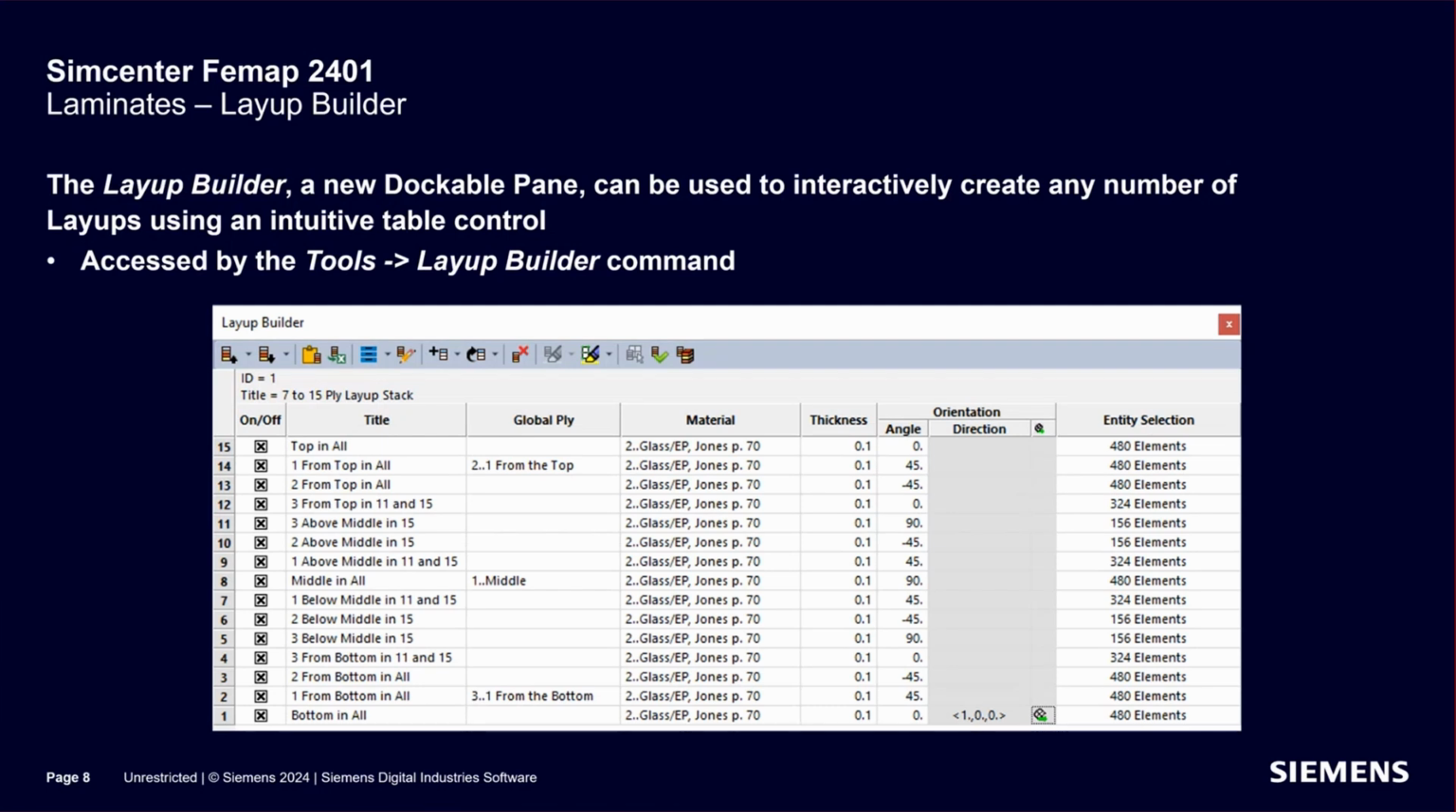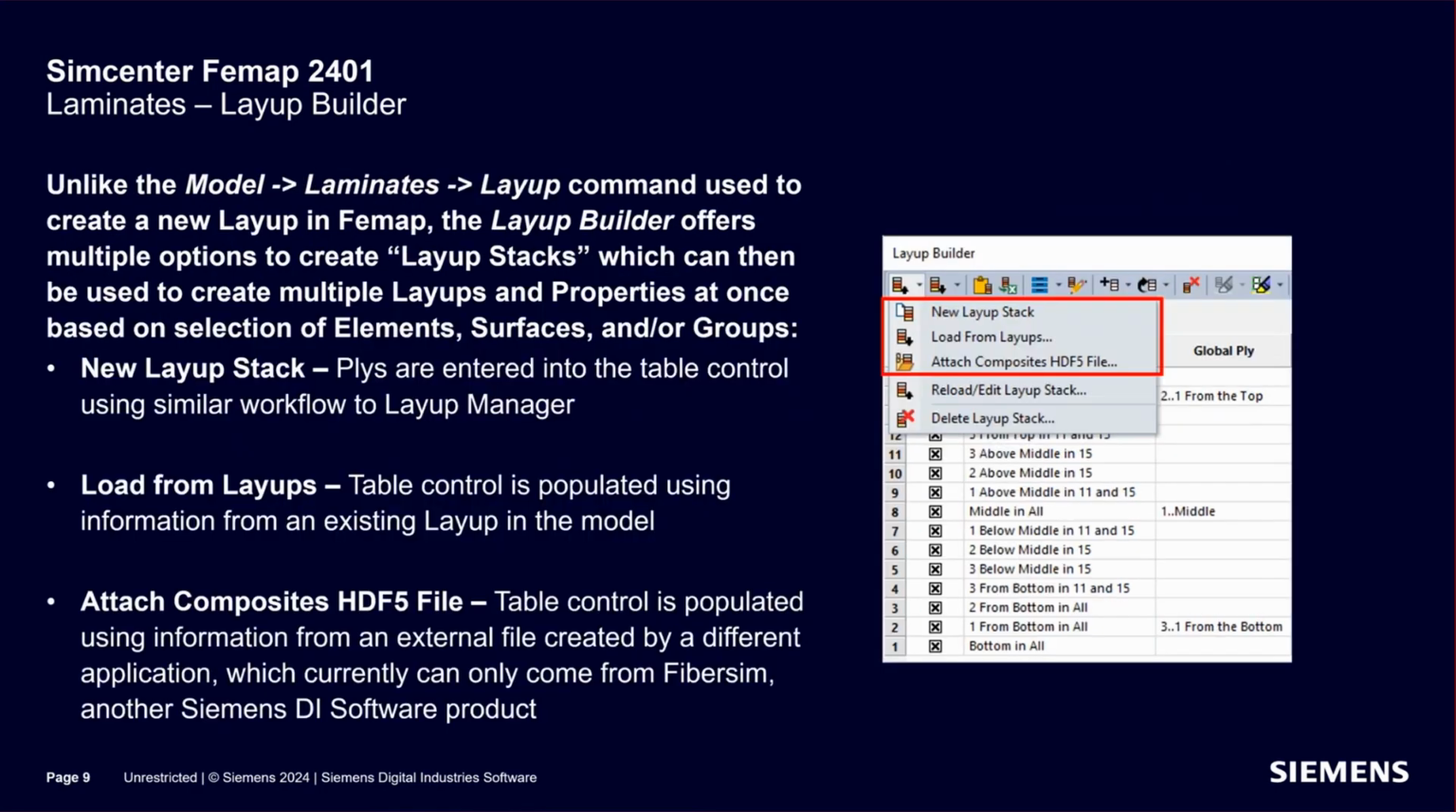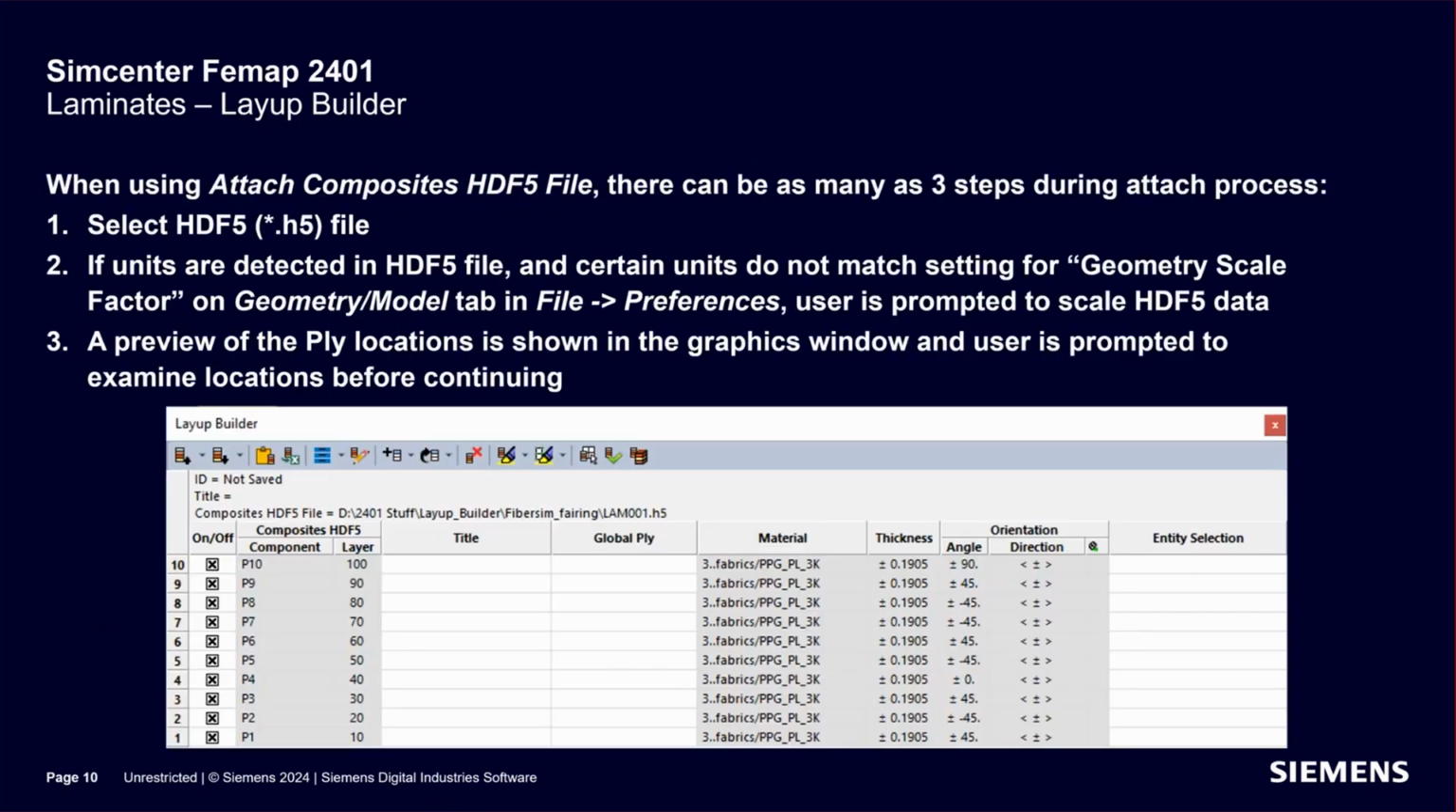The composites and FiberSim integration thing, but I will tell you what this is. So this is a pane, like one of our dockable panes. You can either just make a new layup stack. You can load the stack from existing layups, or the really neat thing is the attached composites HDF5 file. We were going to say FiberSim file, but we might attach a different type of file later. So we just didn't want to have to change that. Right now, all it does is a FiberSim file, but it actually reads the data out of an HDF5 file from FiberSim, and I'll demo that in the next session, so I'm just going to go past that.